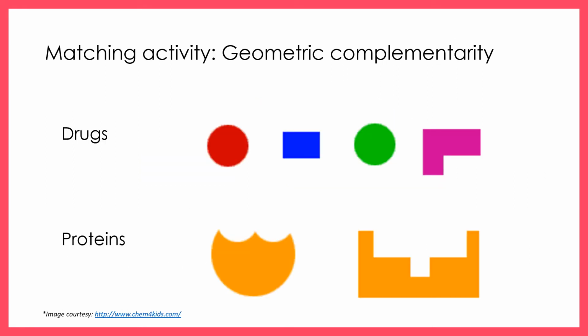Let's assume that the shapes at the top of the slide are drugs, whereas the shapes at the bottom are proteins. Pause the video and apply the concept of geometric complementarity discussed in the previous slide to match drugs with proteins. As discussed, shape of the molecule is important. This matching activity might remind you of the game of Tetris.